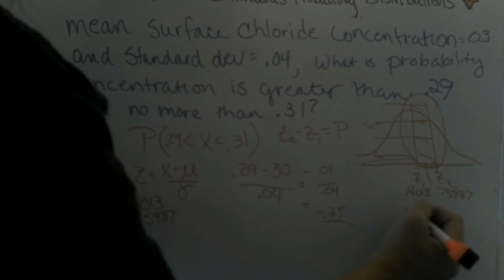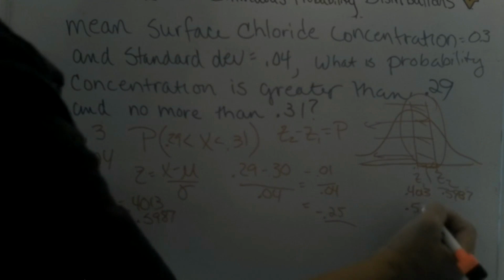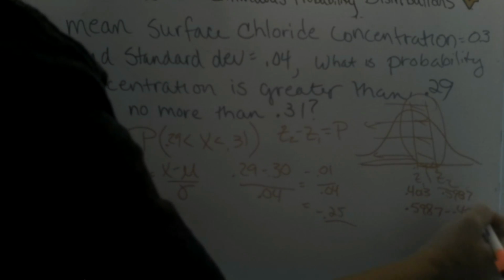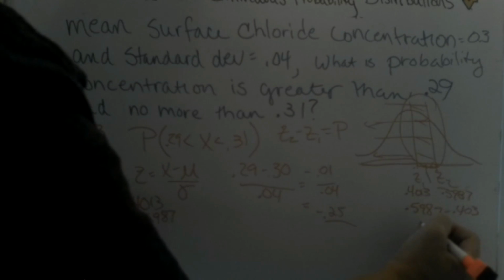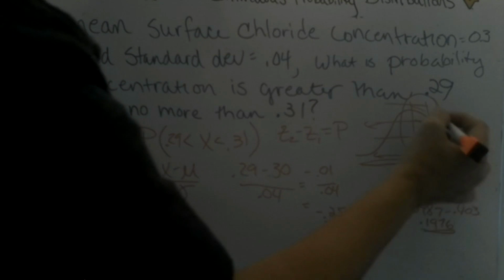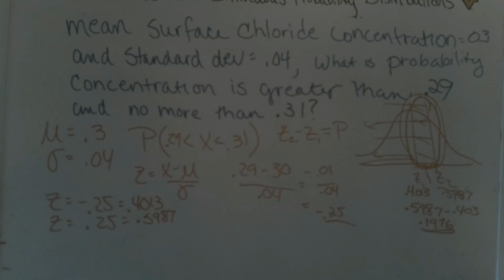So we'd have 0.5987 minus 0.4013, which is 0.1976. That is the probability that x is between 0.29 and 0.31.